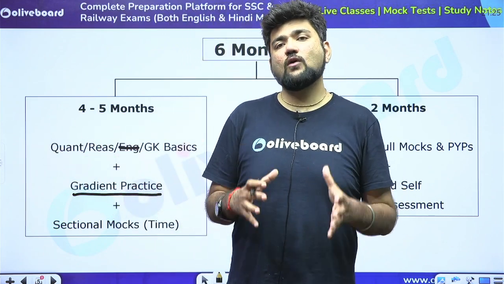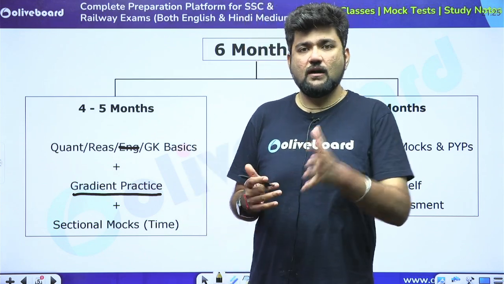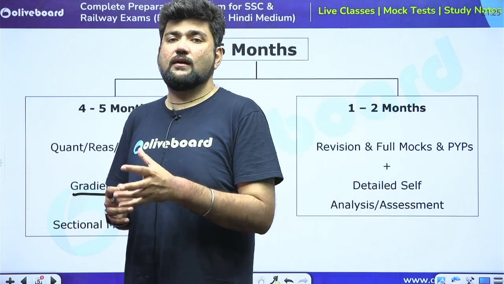Your accuracy has to go to 95% at least, or more than that. That is when you will start working on your speed. Once your accuracy is there, then you will work on the speed. So this is part 1.